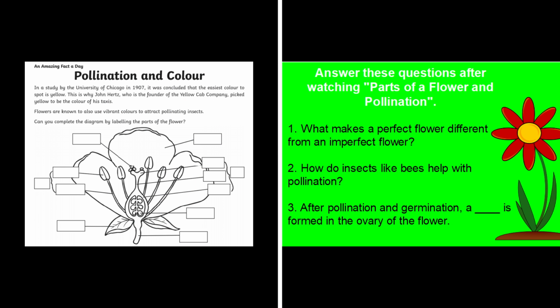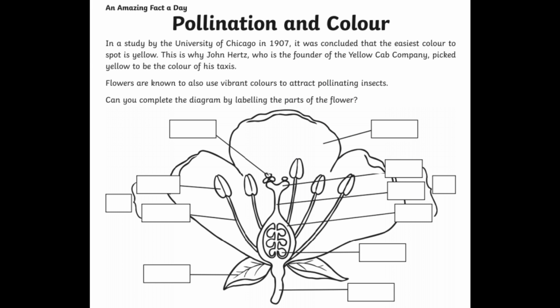When you're done watching the video, you're going to have 2 assignments. This is what they look like. I'm going to show you them one at a time in a moment, but I just want you to see before the video goes any further that you do have 2 parts to the assignment today. The first assignment is called Pollination and Color.